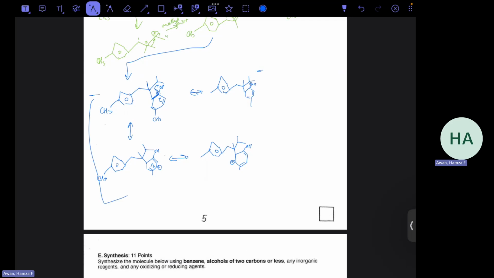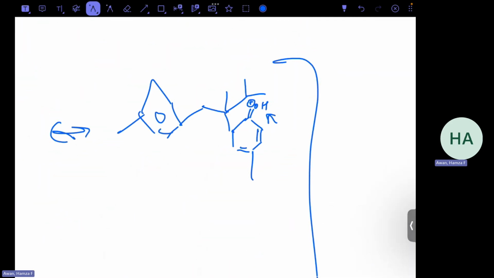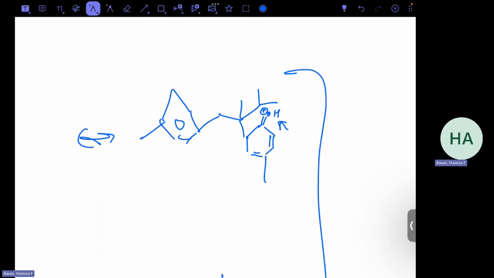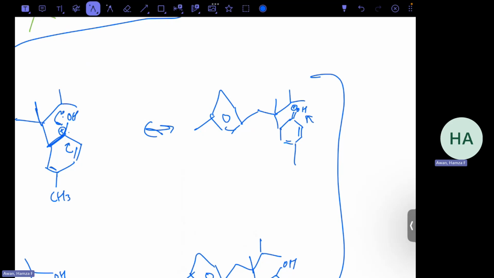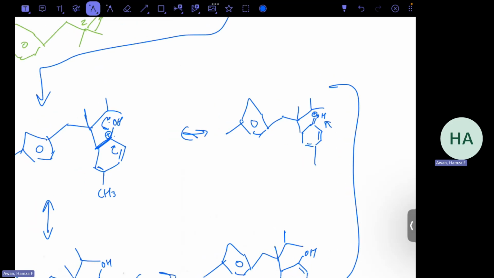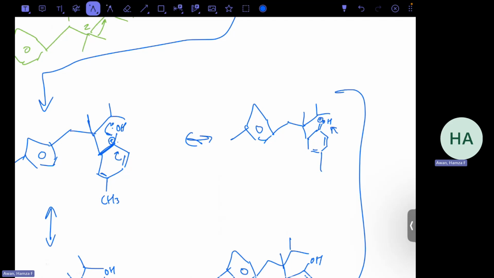You don't have to identify which one is the most stable, but if you do want to know, this one is going to be our most stable resonance contributor, even though the oxygen has a plus charge on it, because every atom has an octet. So this OH part is going to be our most stable.